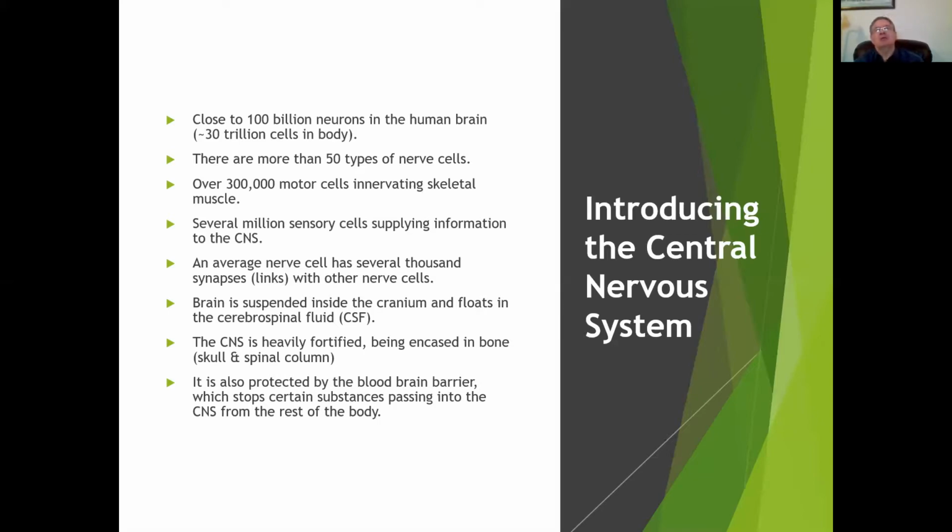Now the brain is suspended inside the cranium and floats in cerebrospinal fluid, which, as a protective mechanism, helps cushion it against shock. It's also heavily fortified, being encased in bone, the skull and spinal column. It's also protected by the blood-brain barrier, which stops certain substances passing into the central nervous system from the rest of the body. The blood-brain barrier consists of the choroid plexuses in the ventricles, but the capillary networks also act as a blood-brain barrier.